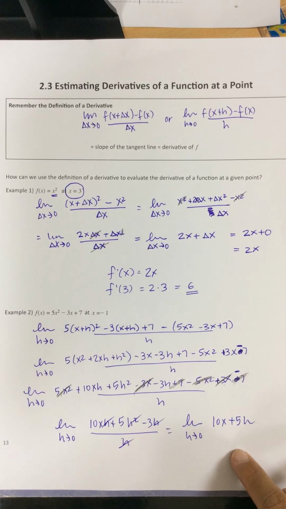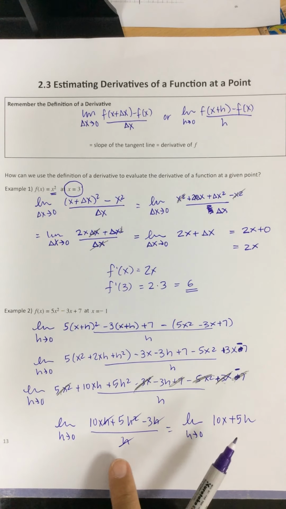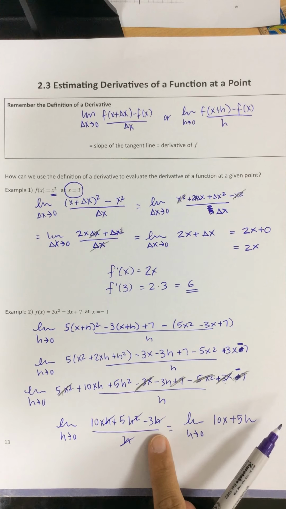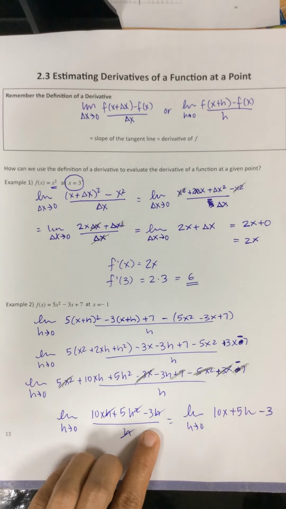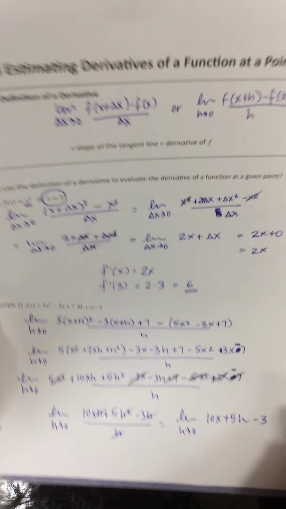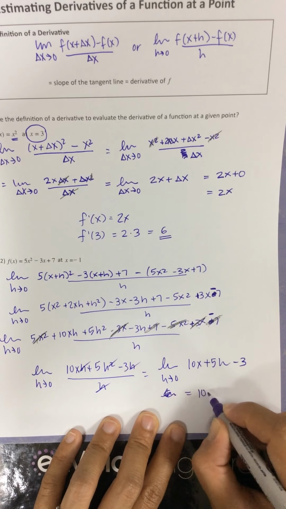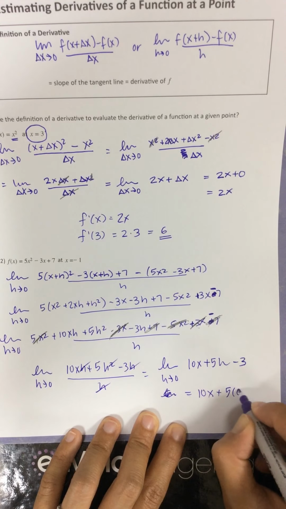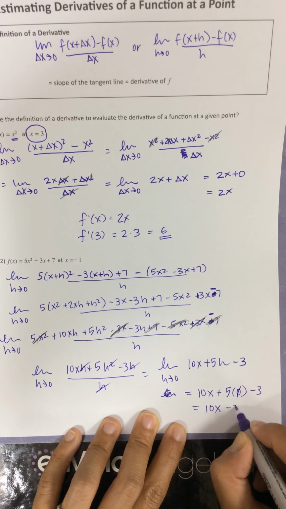I have an error in my work and I'm trying to find it. So let's see. Oh, I just forgot to write minus 3. There it is. I didn't copy down the minus 3. I crossed out this h and I forgot about it. Okay, now let's plug in 0. So this thing equals 10x plus 5 times 0 minus 3. So this thing equals 10x minus 3.